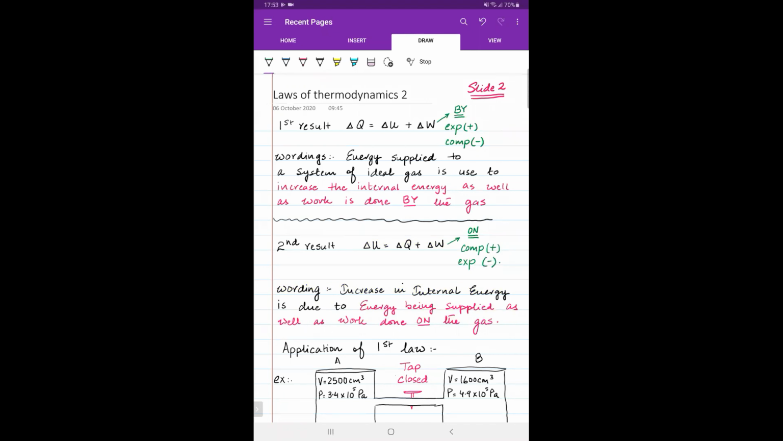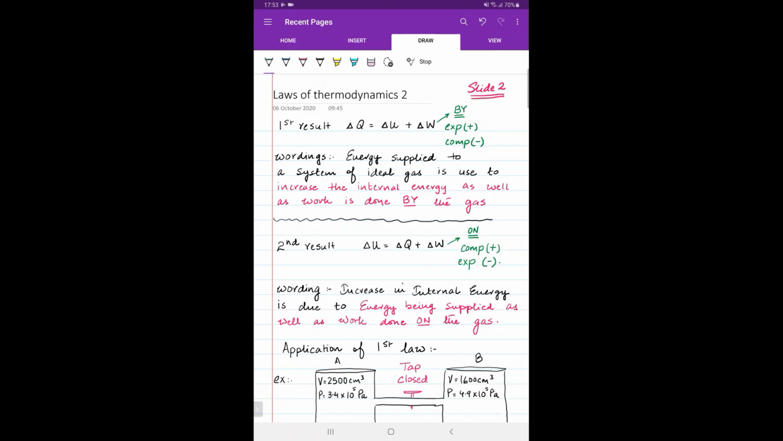Now for solving questions, which of the two forms you use is entirely your choice, unless the question mentions it. Whether you use the first result or the second result, whichever suits you is entirely your own preference, unless otherwise stated in the question. So let me give you an example.